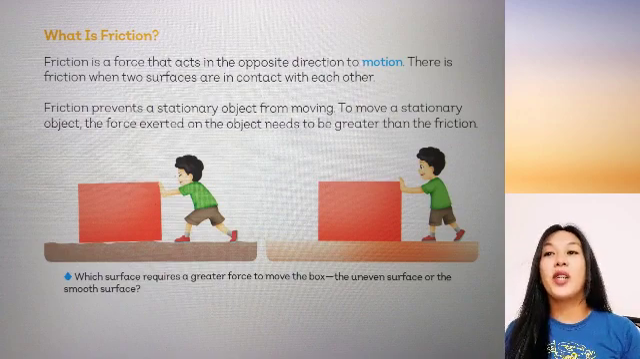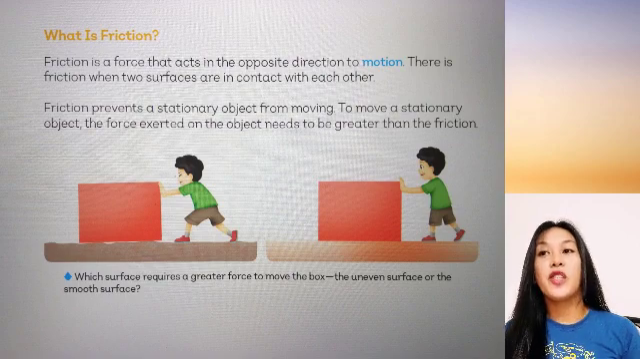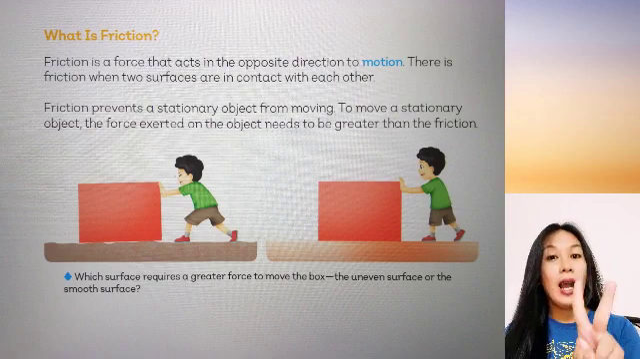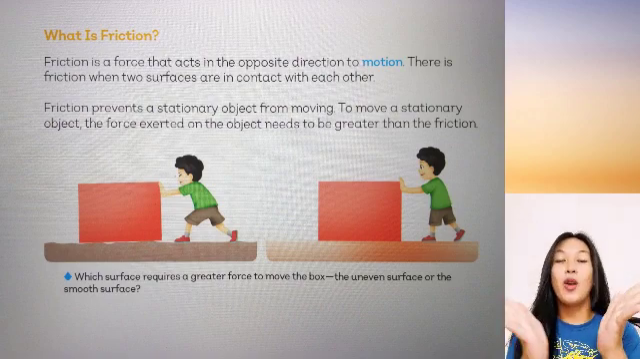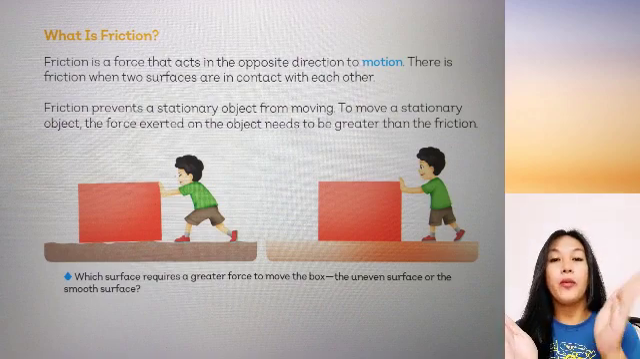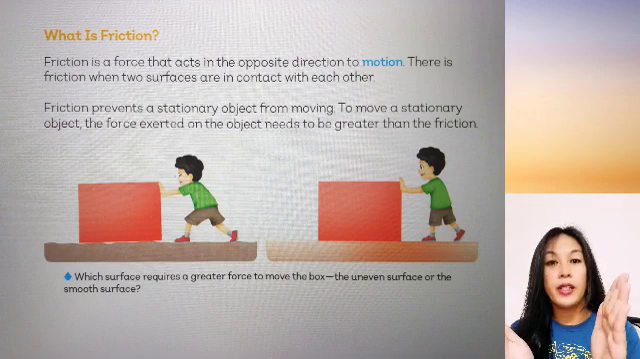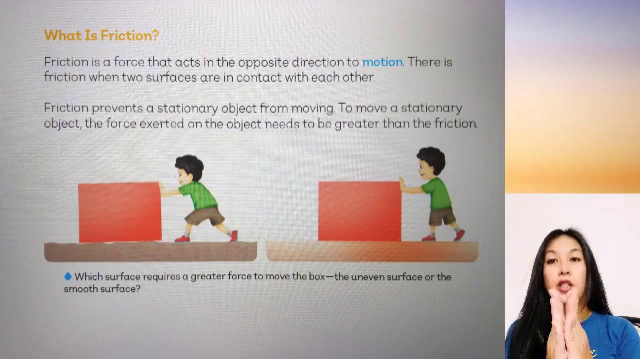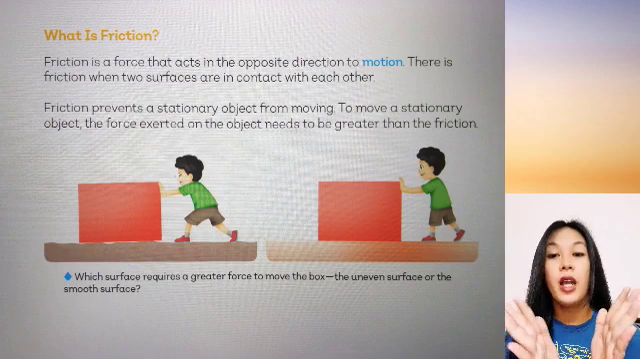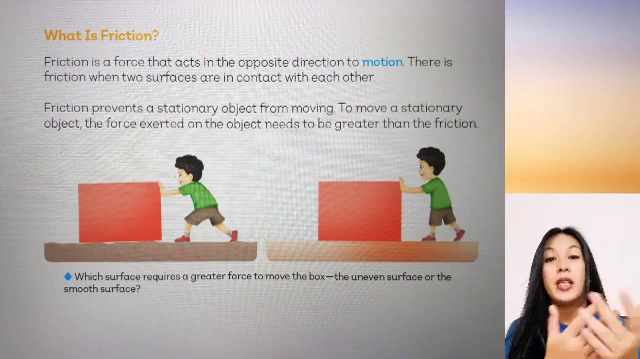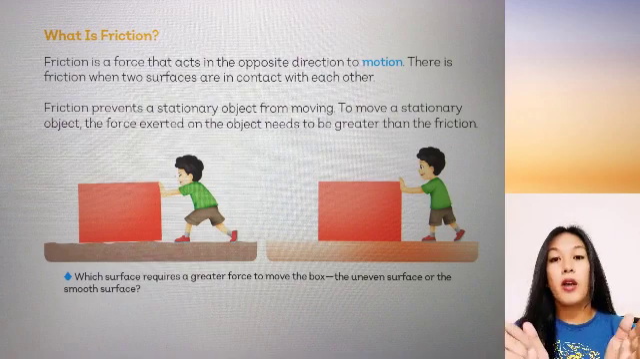Okay, so what is friction? Friction is a force that acts in the opposite direction to motion. There is friction when two surfaces are in contact with each other. For example, I have both my palms right now. So we have one surface and then another surface. When we rub our palms together, it creates friction. If you can feel your palms, it is actually getting warm because of friction.